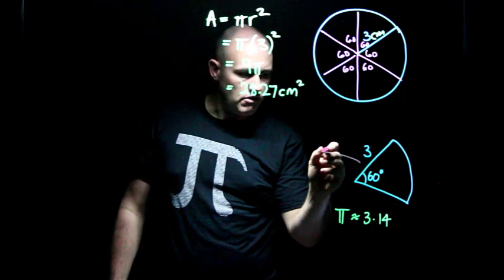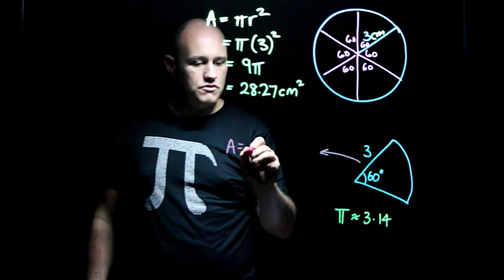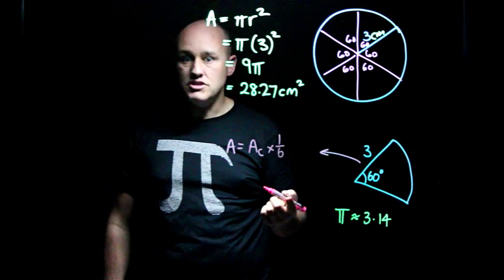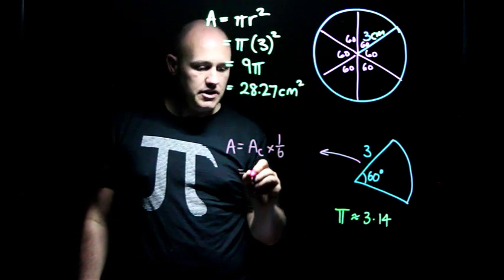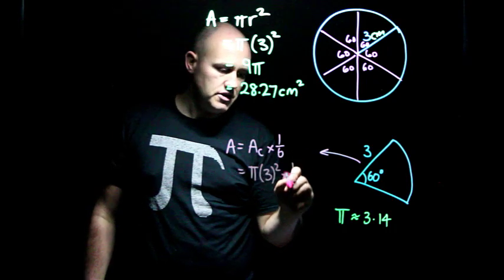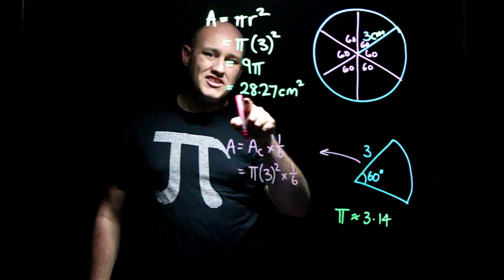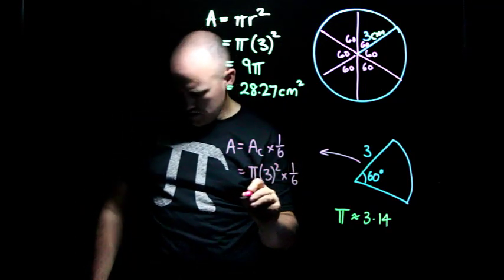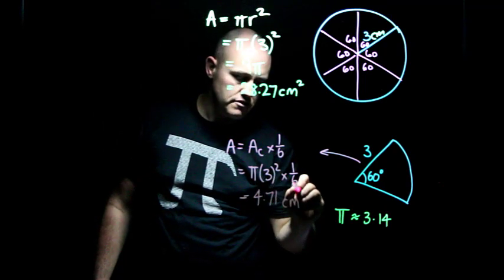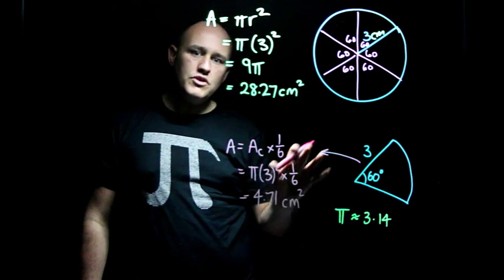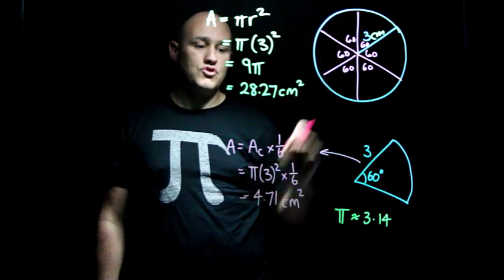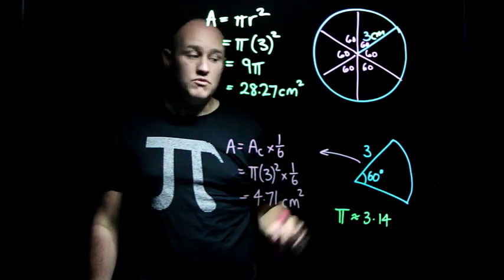So the area of this one is equal to the area of the total circle times 1/6, or divided by 6, which is the same thing. So in this case, it's pi times 3 squared times 1/6, and that's 1/6 of our answer from earlier. 1/6 of this, which is equal to, I've just done this, about 4.71 centimetres squared. So the trick to doing the area of sectors is to recognise that it's a proportion of the whole circle. In this case it's 1/6, but that's an easy example.